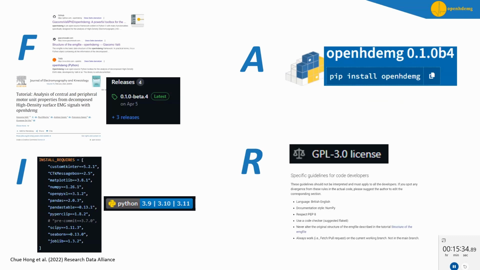And lastly, for reusable, we're using a GPL license, and actually licensing might be the single most important thing that you should do when you're developing software. Only with a license, people know what they can do with your software. Can they use it openly? Can they sell it? Are they allowed to reuse it? Whatever. We also try to specify guidelines for people that want to contribute to the software and documentation guidelines.